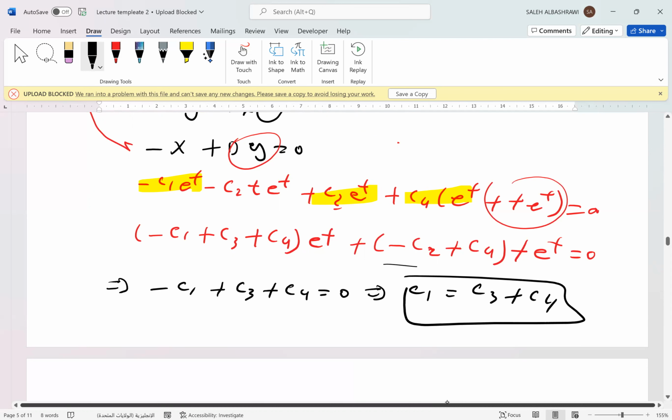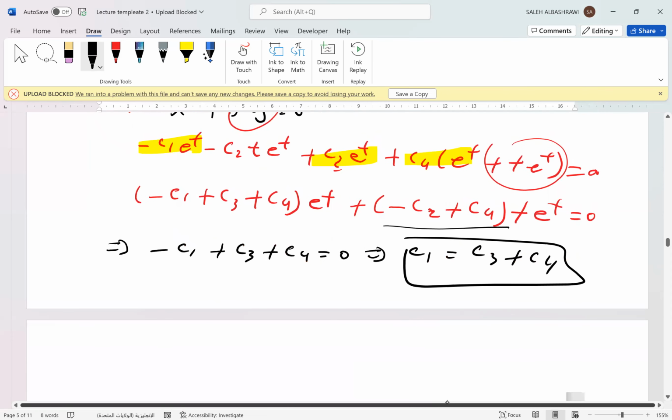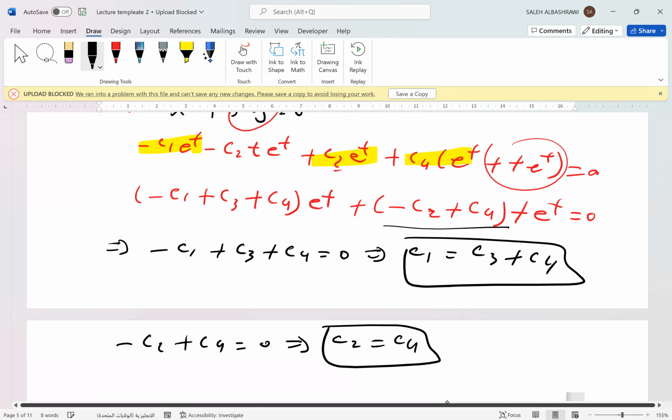For the second one, also −c2 + c4 equal to 0. This will give me c2 equal to c4. So if c1 equals c3 plus c4 and c2 equals c4, then we will have a solution that will satisfy the given equations in the system.